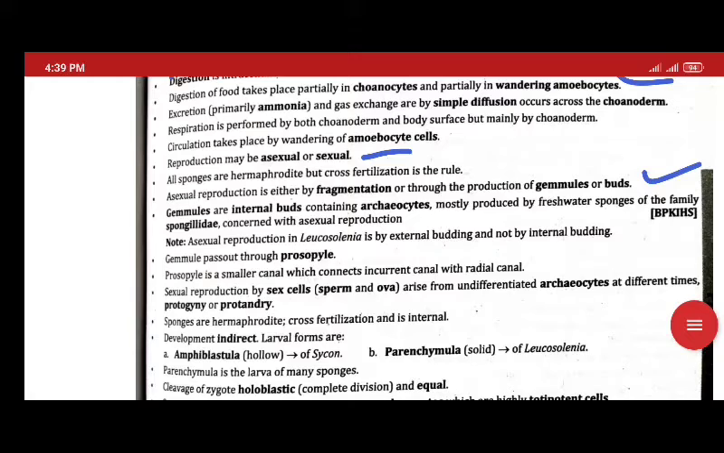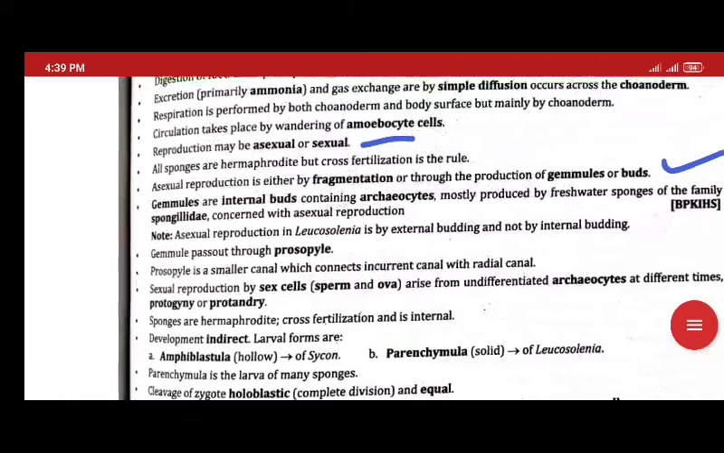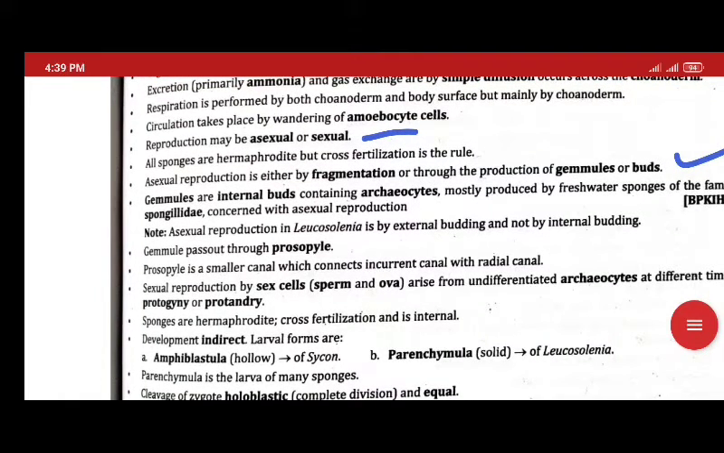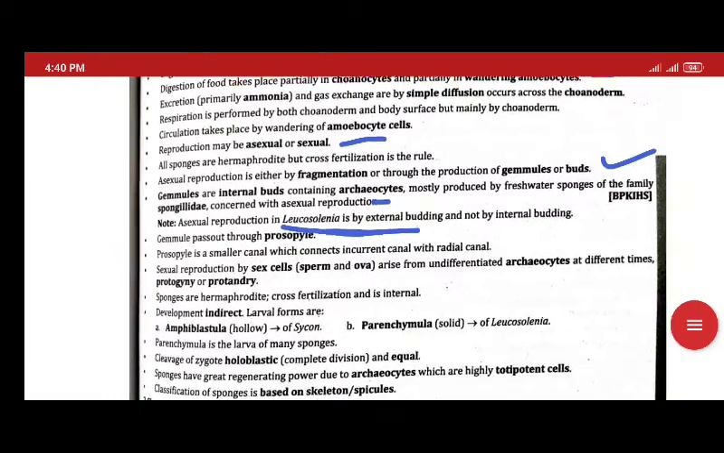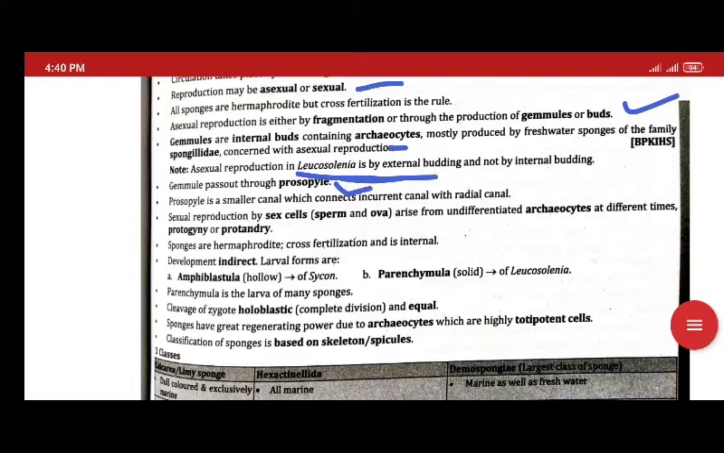So if asexual by gemmule, we have told. Now gemmule got internal bud, that contains archaeocyte, and we have asexual reproduction in Leucosolenia by external budding, not internal. So you should remember Leucosolenia external budding, and gemmule passes through prosopyle. Prosopyle means external outlet, like type of anus. Prosopyle is a small canal connecting incurrent canal and radial canal.